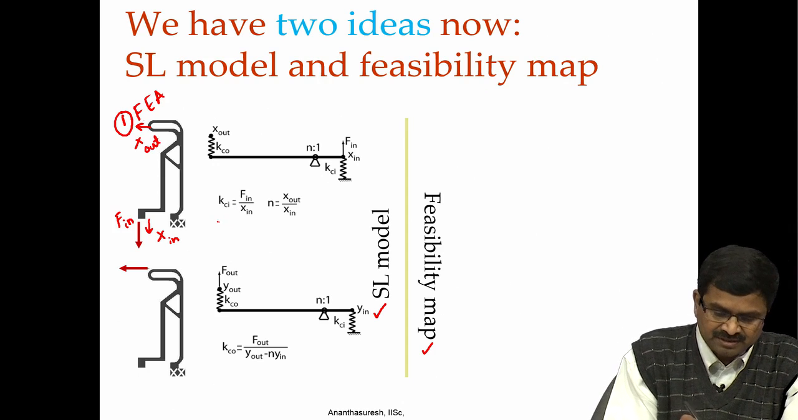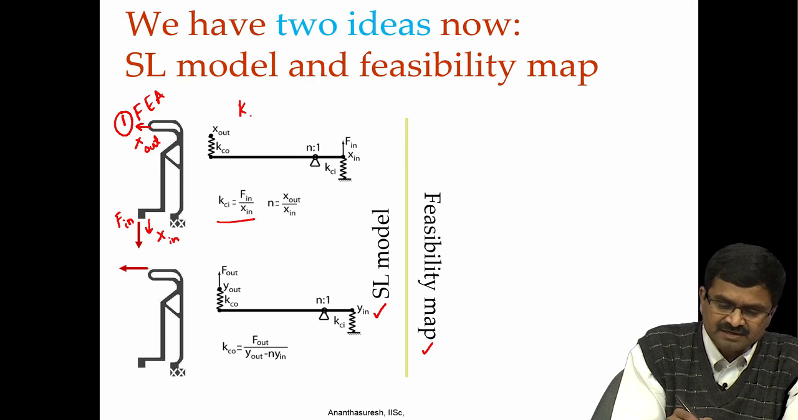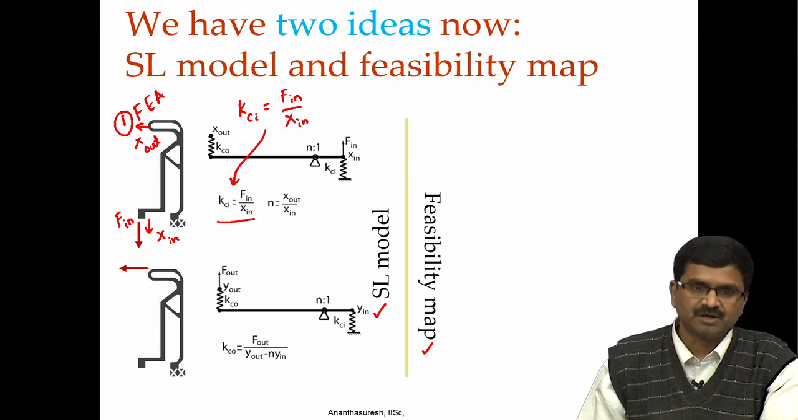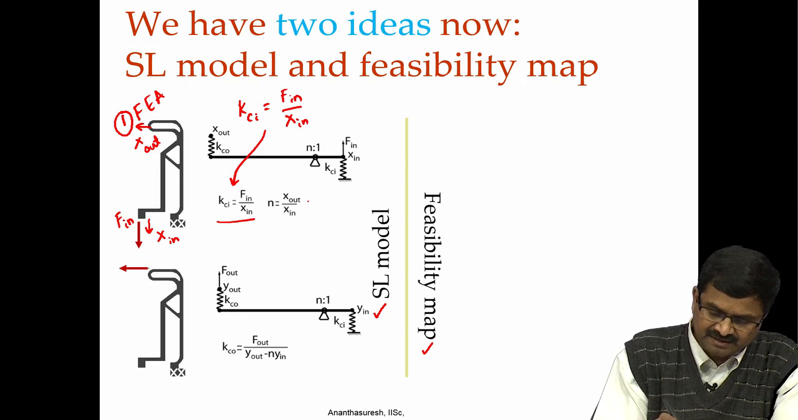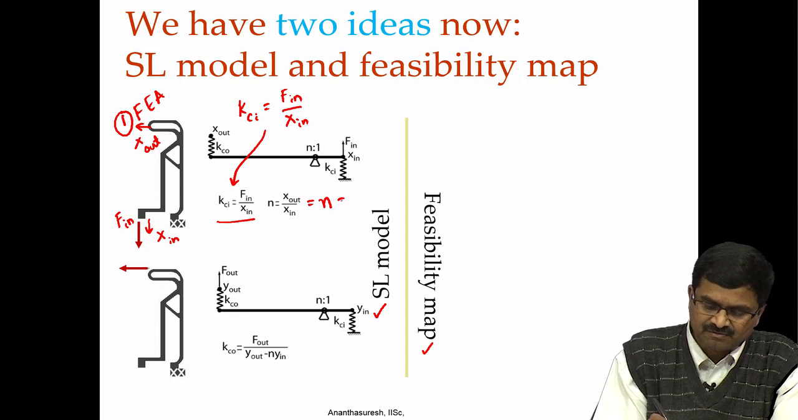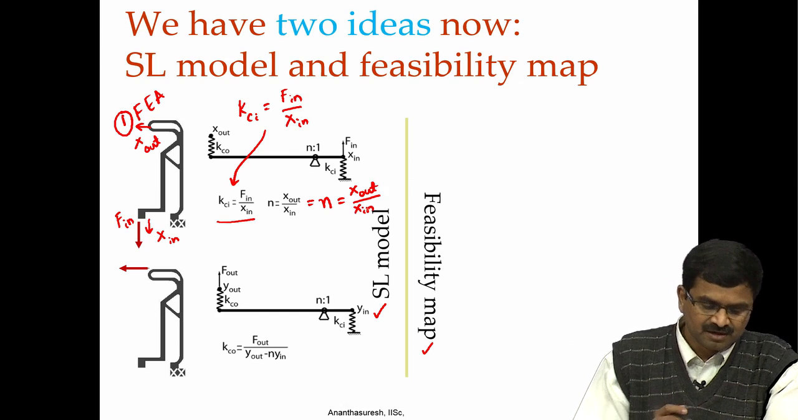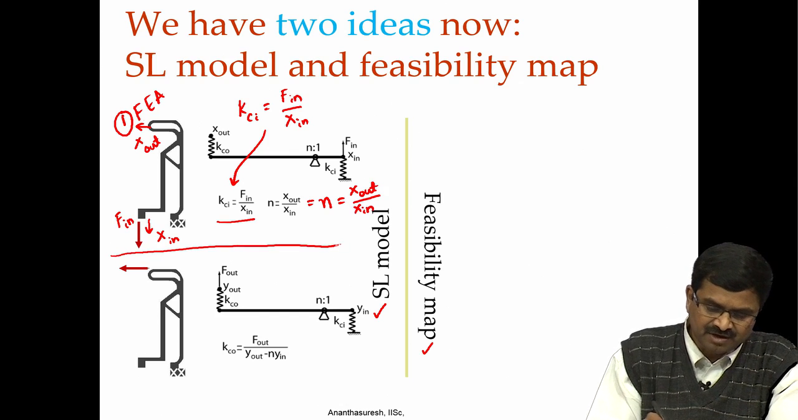Then as shown here, the KCI input side stiffness can be obtained as Fin divided by Xin, that is what is written here in smaller print. And N here, this is N, which is X out divided by Xin, which we would have measured from the finite element analysis. So, that is one where we got KCI and N.